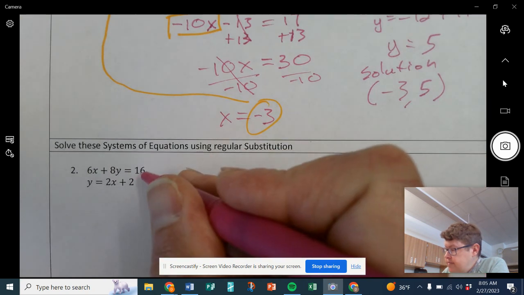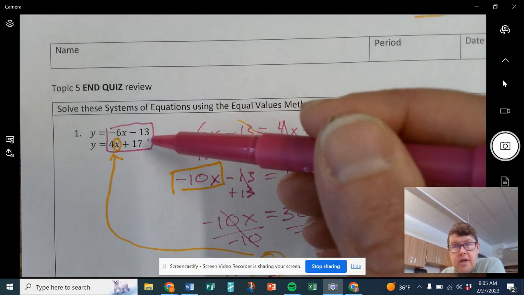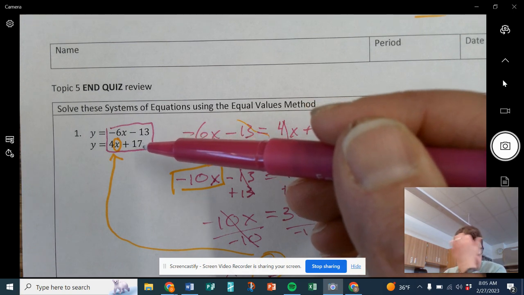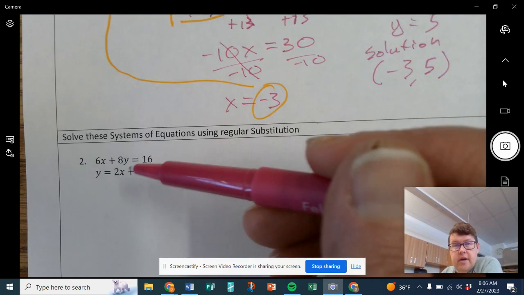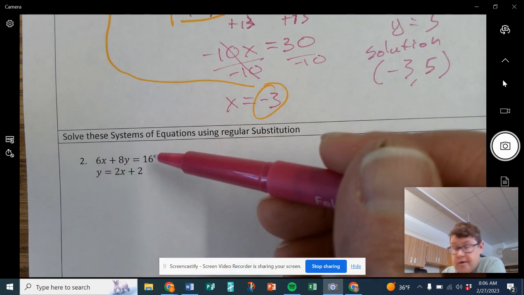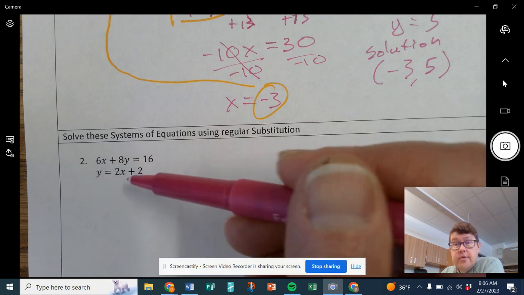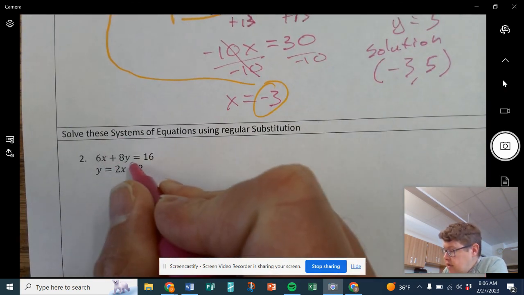So let me summarize. You only use equal values when both equations are in slope-intercept form, meaning they're both in y equals mx plus b. Use regular substitution when one is in ax plus by equals c, standard form, and the other one is in y equals mx plus b, slope intercept. So when you have two different forms of equations, this is the technique you use.